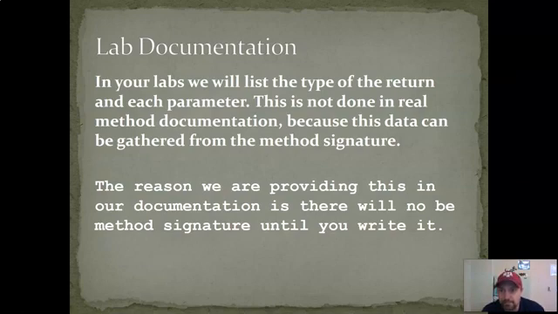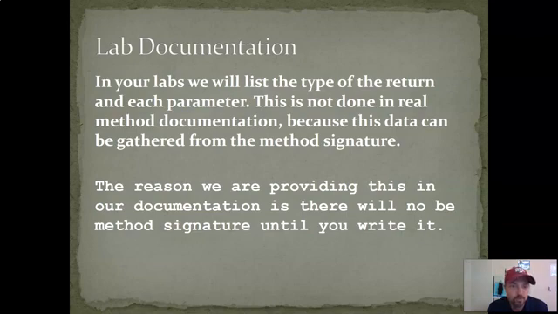Lab documentation. In your labs, we will list the type of the return and the type of each parameter. This is not done in real method documentation because this data can be gathered from the method signature. So I just said shipping cost. I didn't say double shipping costs after param. The reason I didn't need to say that is because when we're trying to figure out what type the parameter is, we can look down and see what the type is in the method signature.